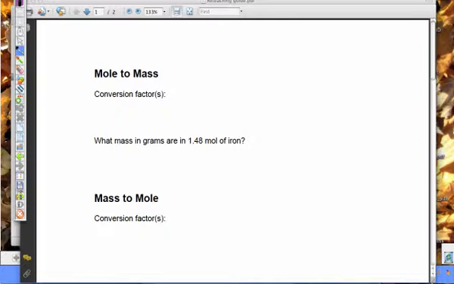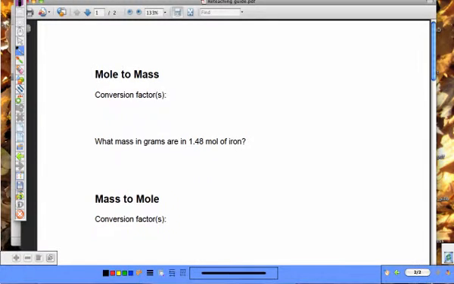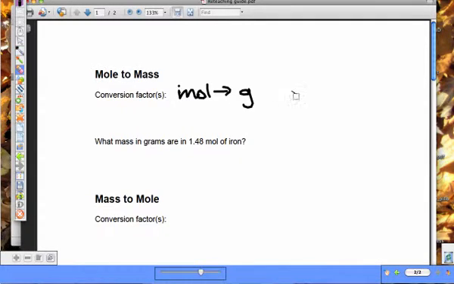So to go mole to mass, what conversion factor are we going to use? If we're going from moles to grams, what conversion factor are we going to use? We're going to use our molar mass.